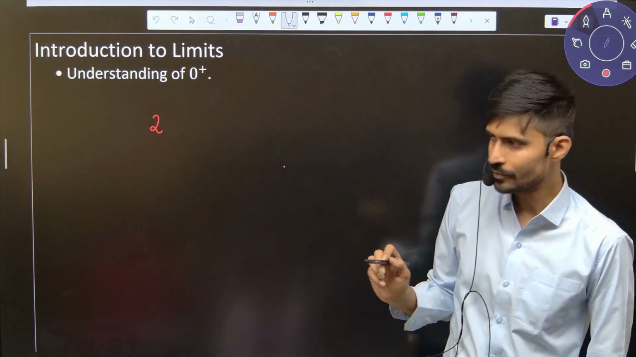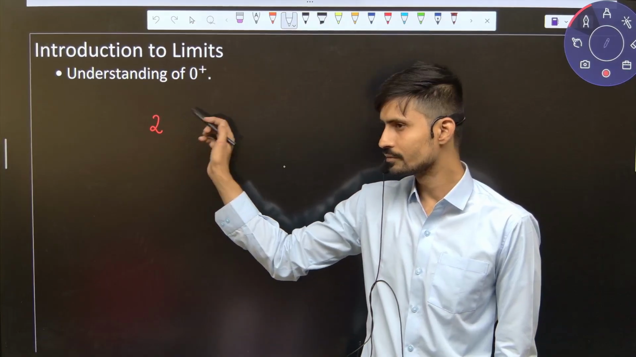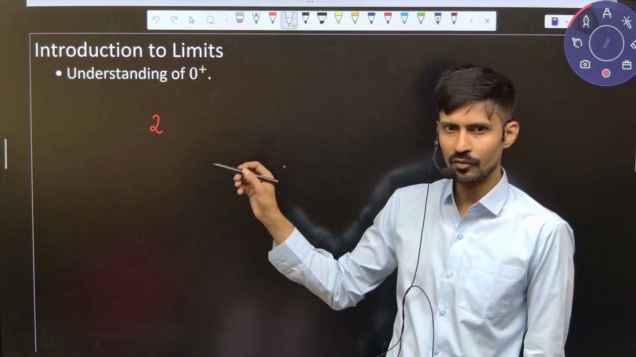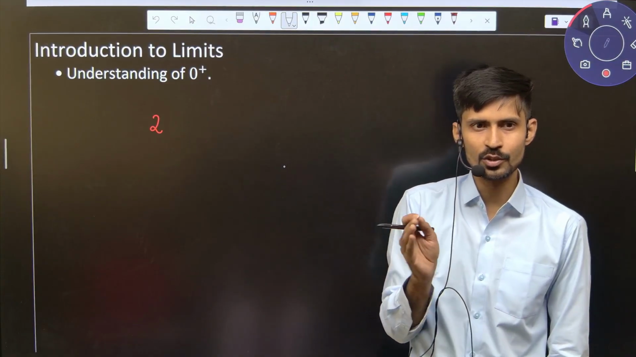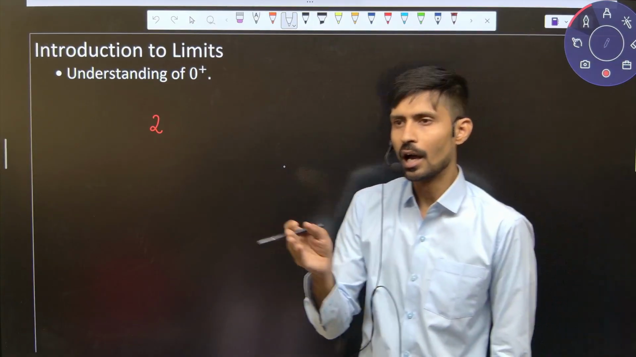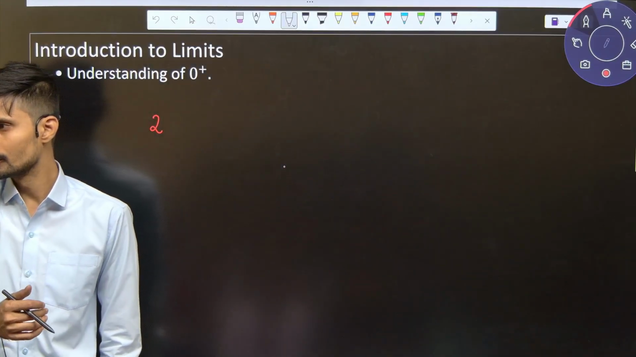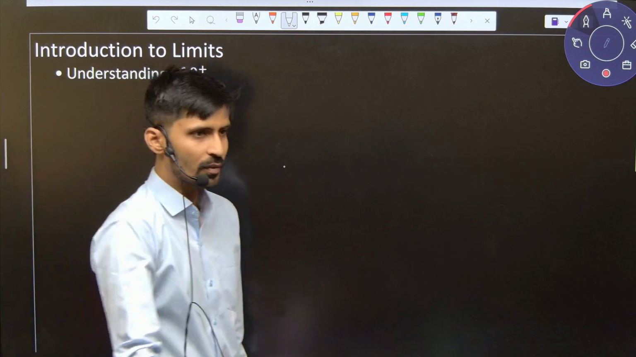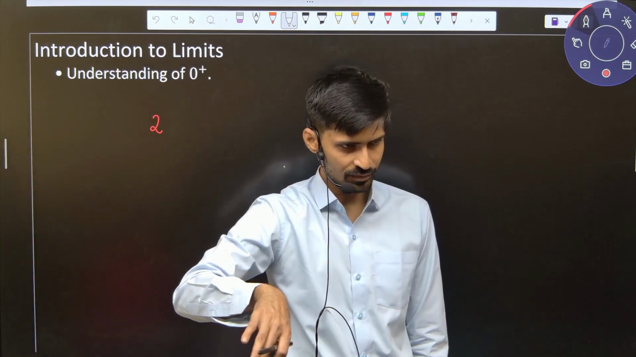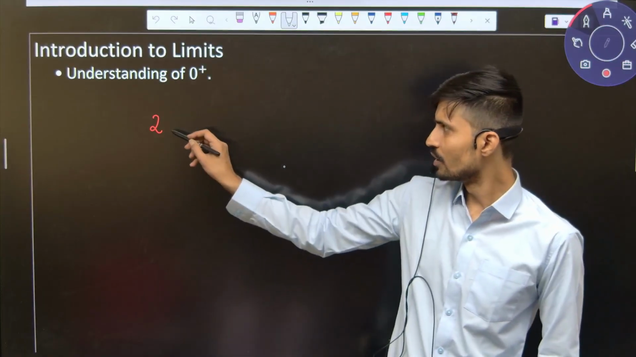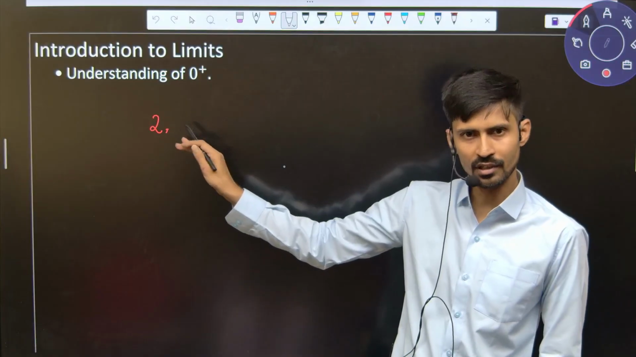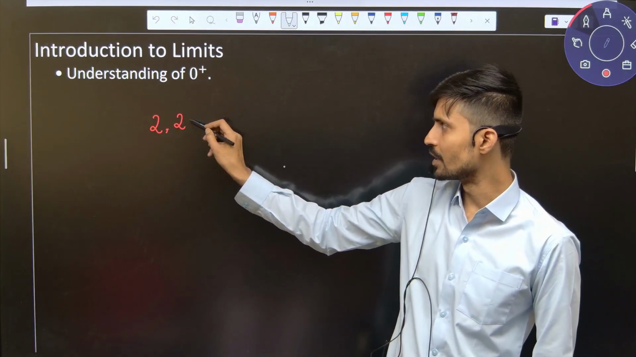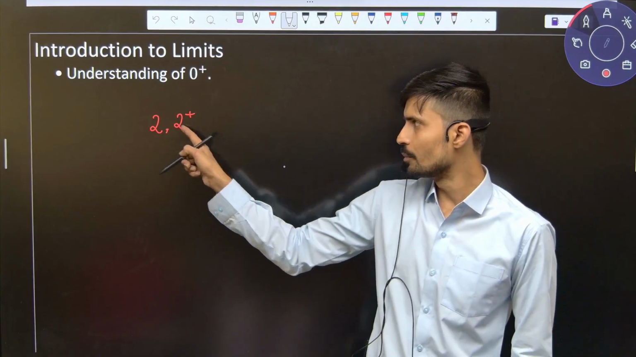Okay, so if I ask which is the nearest number from the right side to 2, we cannot say that. You will say 2.0000000000000. How many times we have to put 0, we don't know. Come this side. So that number, the nearest number from the right side, in mathematics we represent with this plus sign. It means there is no number between both.